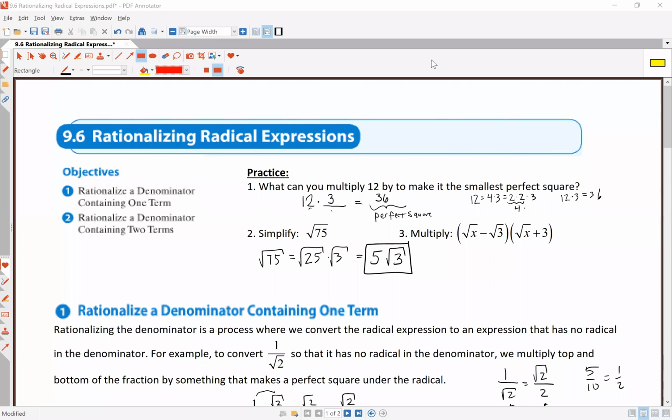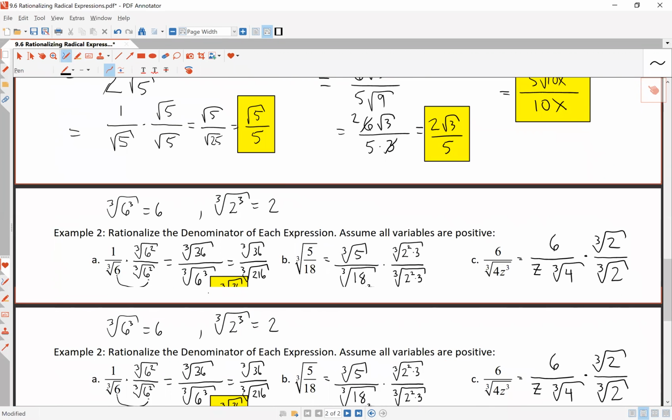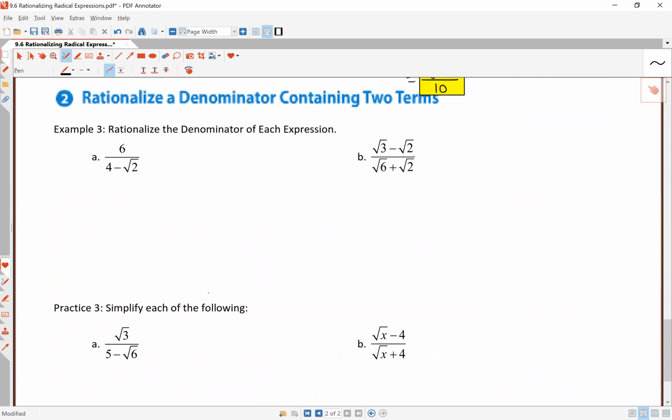This video covers section 9.6, Rationalizing Radical Expressions. Objective 2, rationalize a denominator containing two terms. In Objective 1, we looked at how to rationalize a denominator containing one term, and we saw that it was a process of multiplying the fraction top and bottom by the same radical expression so that the denominator is free of a radical. In Objective 2, the denominators are going to be two terms or binomials.